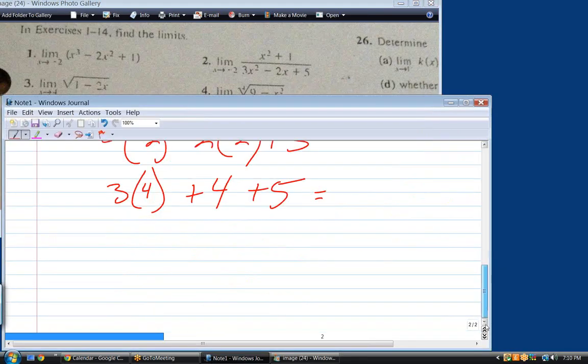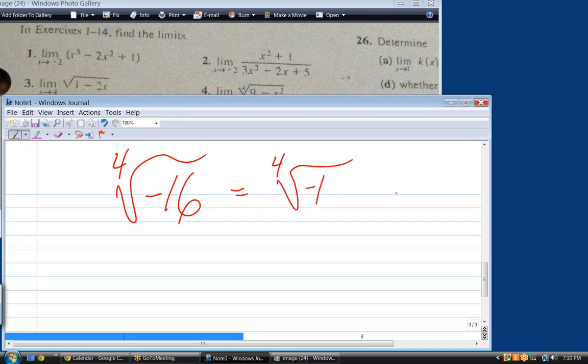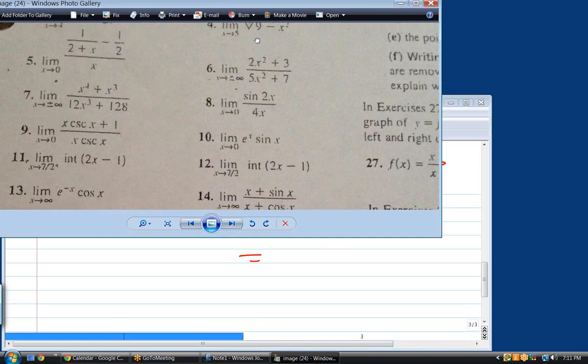Let's talk about negative numbers. I'm not sure how they're treating the square root of negative numbers. But if I had the fourth root of negative 16, well, that's the same thing as the fourth root of negative 1 times the fourth root of 16. Well, the fourth root of negative 1 is just i. And the fourth root of 16 is 2. 2 times 2 times 2 times 2 is 16. So, I'm not sure that that's 2i, actually, because the fourth root of negative 1 is actually not i. The square root of negative 1 is i. So, I don't know what your teacher is trying to accomplish with these kinds of questions. Let's go further.